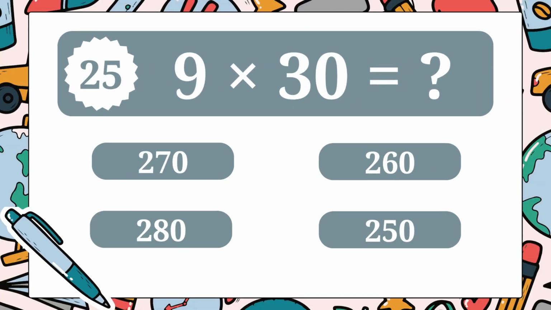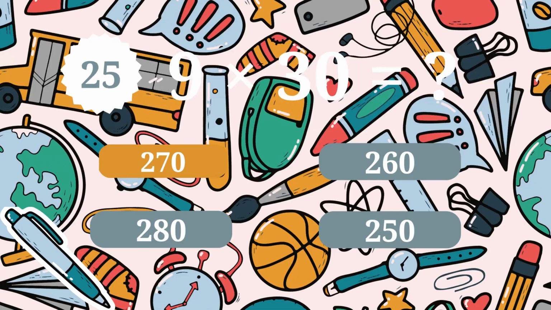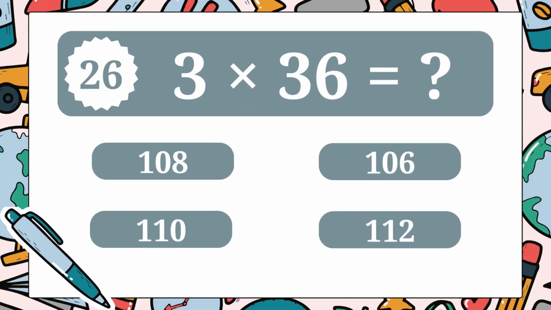Question 25. What is 9 times 30? 270. Question 26. What is 3 times 36? 108.